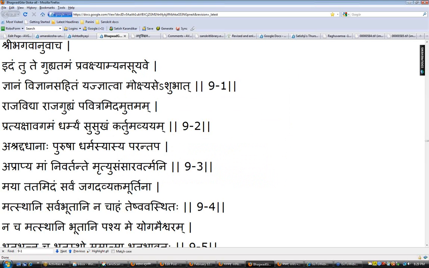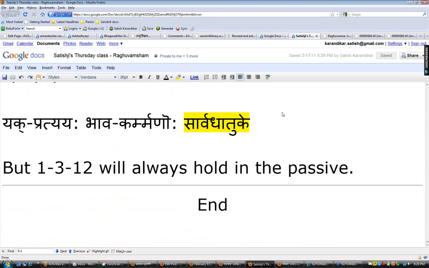So this is a passive form. Moksha se shubhat. Not 'you will release', because look at ashubhat: from all evil, you will be released. Moksha se. So Gita 9.1. Think of the sutram sarvadhatuke yak. Only sarvadhatuke. The pratyaya here is sya, because of shatasi lutoho. Sya is ardhadhatukam sheshaha. So Gita 9.1.